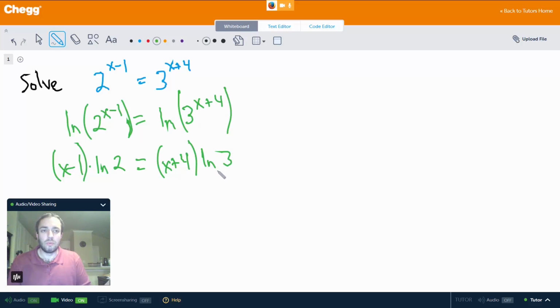Okay, now remember we want to solve for x. We eventually want to get x by itself on one side, but right now the x is stuck inside the parentheses over here and over here. So what we're going to have to do is distribute on both sides. Distribute the natural log of 2 over here, and distribute the natural log of 3 over here. So on the left-hand side, we get x times the natural log of 2, and then minus 1 times the natural log of 2, which is just natural log of 2, and then x times natural log of 3, and then plus 4 times the natural log of 3.